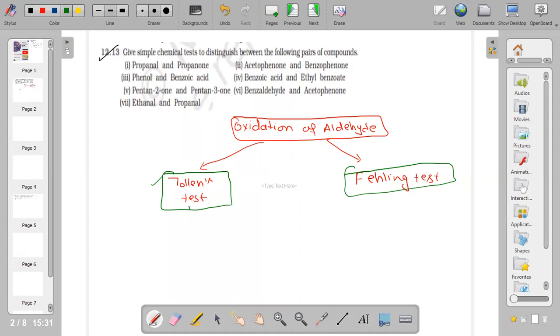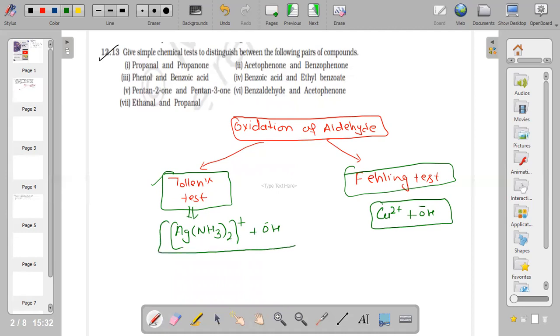If you don't remember, what is the Tollens reagent? Please remember: [Ag(NH3)2]+, carrying a positive charge. This is the Tollens reagent. And for the Fehling reagent, it is the Cu2+ ion, copper ion, present in a basic medium.